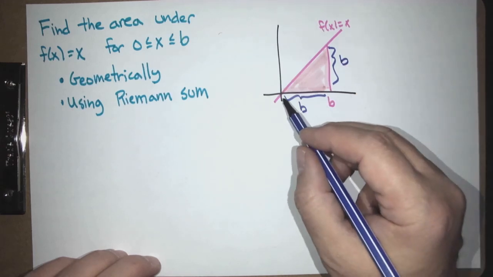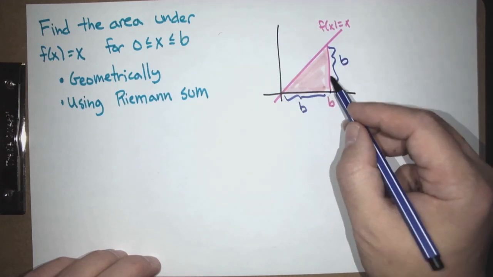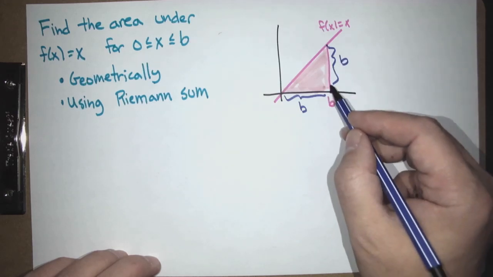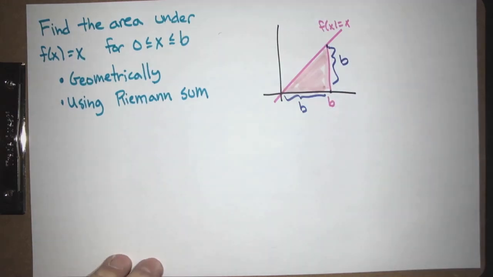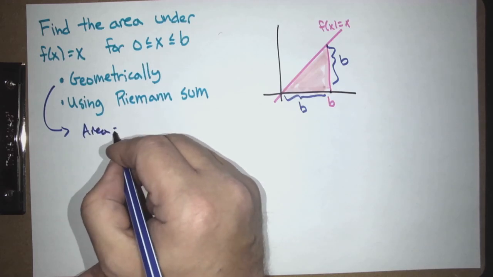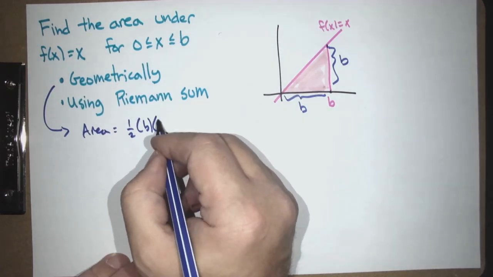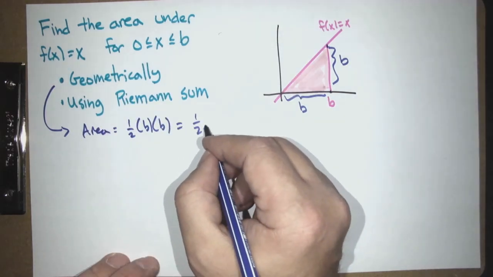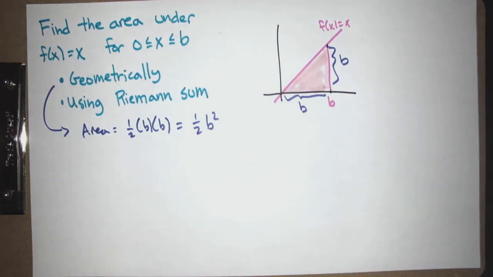B, right? Because at this point, f of x equals x. So if I'm at b, the height is b. So geometrically, the area is 1/2 base times height, 1/2 b squared. Okay, cool. Now, let's do it another way.